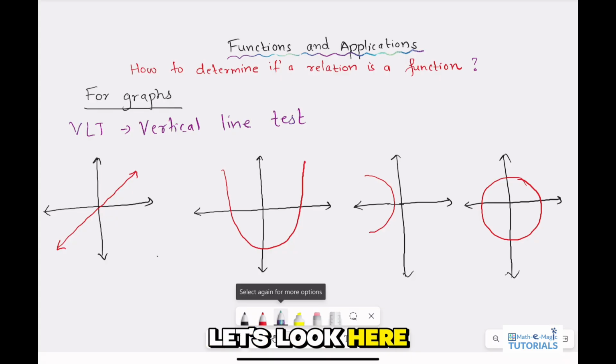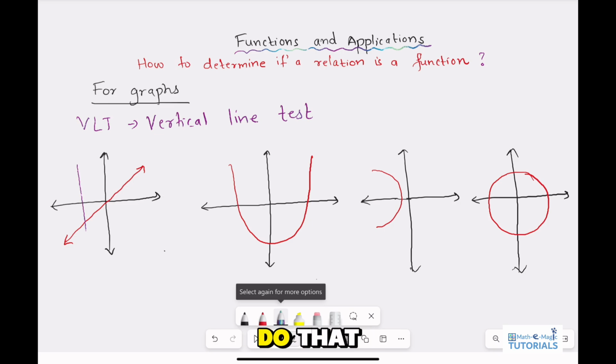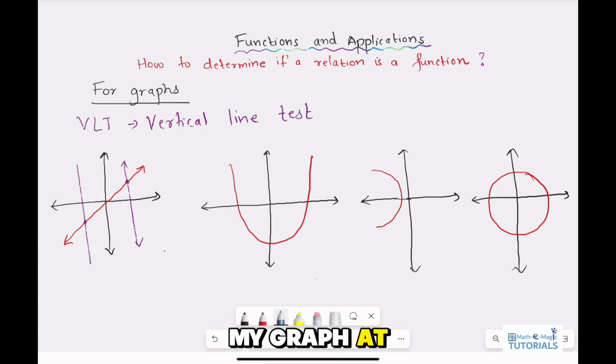So, let's look here. The first graph that we have is a linear relation. What we are going to do is draw a vertical line through this graph. So when I do that, I see that my vertical line intersects my graph at one point. If I draw another line as well, I see that it is intersecting my graph at only one point. So in this case, this is a function.